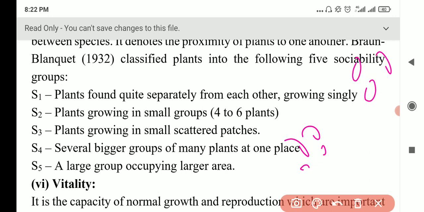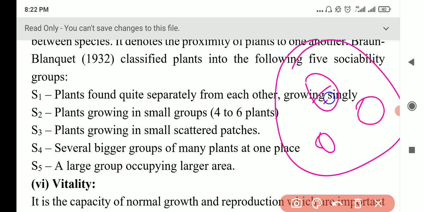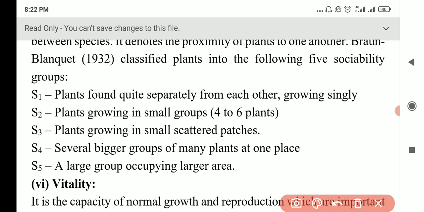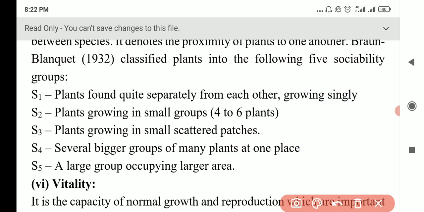This is one patch, this is another patch. Then S4, this is one group of plants, another group in this single space. Here there are many plants in this group. Then you have S5, a large group occupying a large area. This is the single area, and this entire group of plants occupies the whole area. I think it's easy enough. Now let's look at the next one. So I hope sociability is clear.